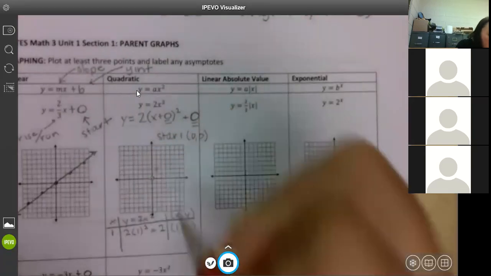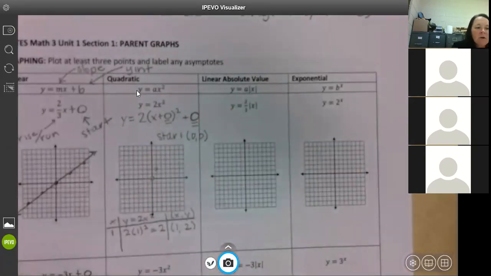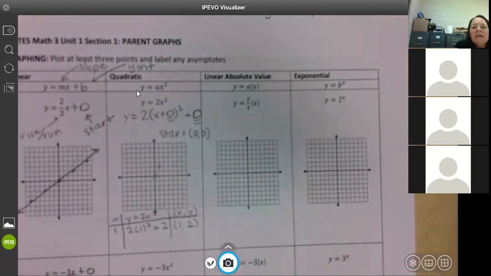And again, this is the crappy way to do it. It's not a fun way to do it. It takes a while. It's okay. Can anybody tell me what's special about a quadratic? Do you know its shape?